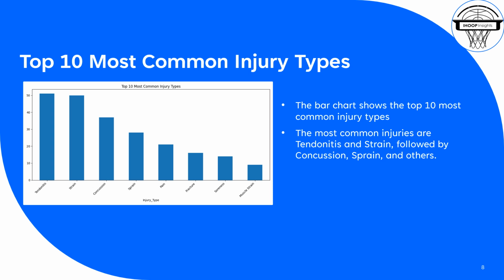Coming to our top 10 most common injury types, the bar chart shows the top 10 most common injury types. The most common injuries are tendonitis and strain, followed by concussion and sprain. This visualization actually helps us to identify the most frequent injury types, providing insights for injury prevention and focused player care strategies.